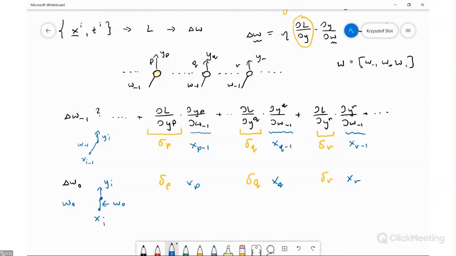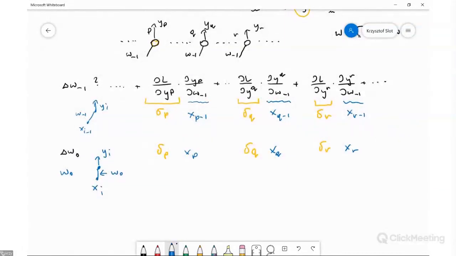So in the second case that I'm just drawing, it will be XQ, and here will be XR. And if I would like to know what will be an update of my weight 1, again the same delta remains. This is just the same error, but now I have different inputs. This is XP plus 1, this is XQ plus 1, and this is XR plus 1.